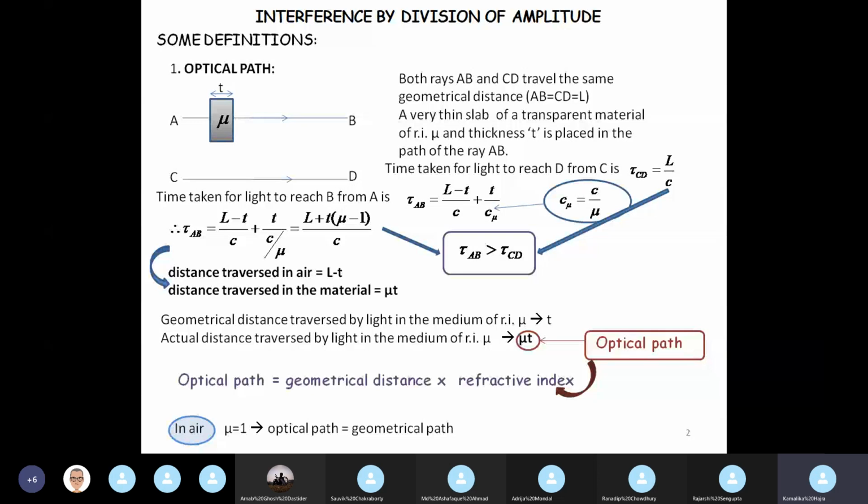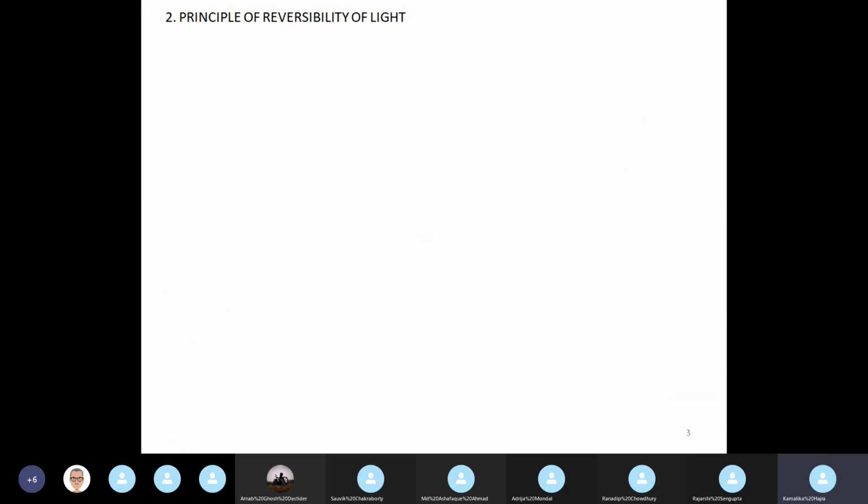Now the next concept, again a sort of definition that we will learn and which we will again require very soon, is the principle of reversibility of light. Now this is something that you all know, but probably you have not seen it in print. You've not ever thought that you would actually sit and have to learn about this. But this is something that we all know by our general intuition.